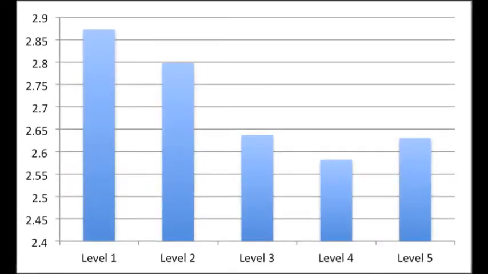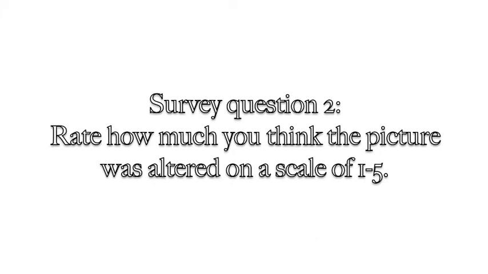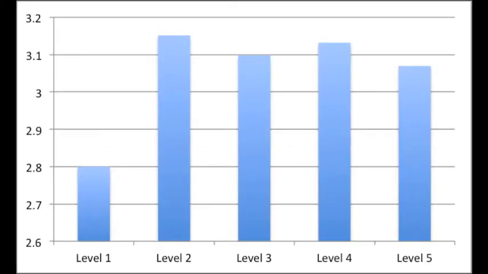We had unusual results in regards to the ratings of the pictures. Level 1 rated the highest in overall attractiveness, although it was altered to look the worst. This is the trend showing how altered the participants thought the pictures were. Although level 1 was altered to be the worst and rated to be the most attractive, participants thought it was the least altered of the 5 levels.